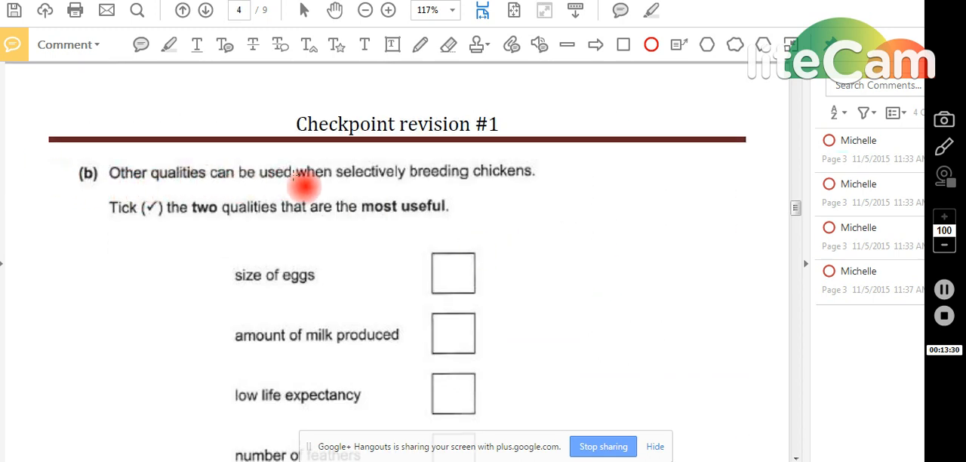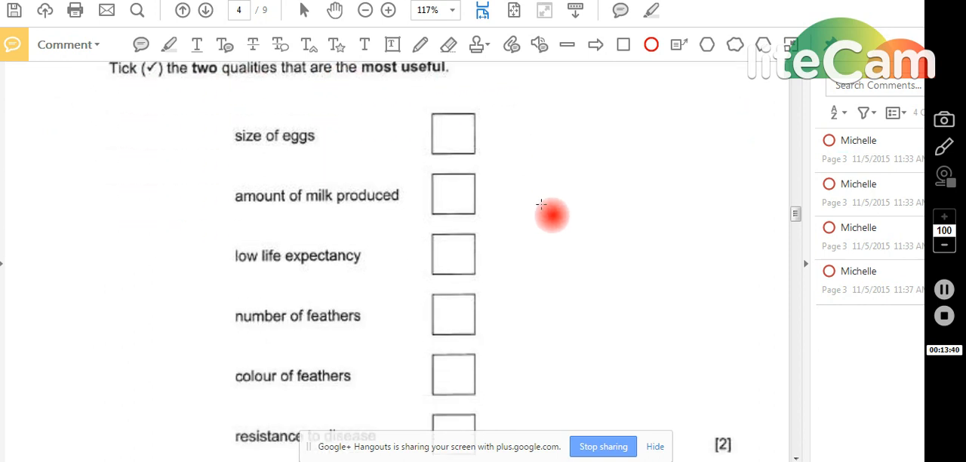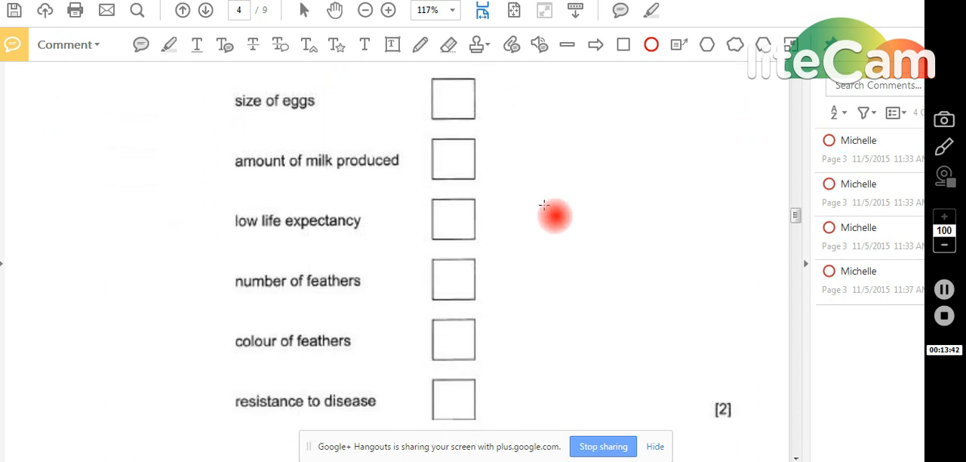Other qualities can be used when selectively breeding chickens. Tick the 2 qualities that are most useful. Okay. The size of the eggs. Do you think that will be useful or not? Yes. Okay, so we're first going to have a look at all of them and then we're going to come back and make our ticks.